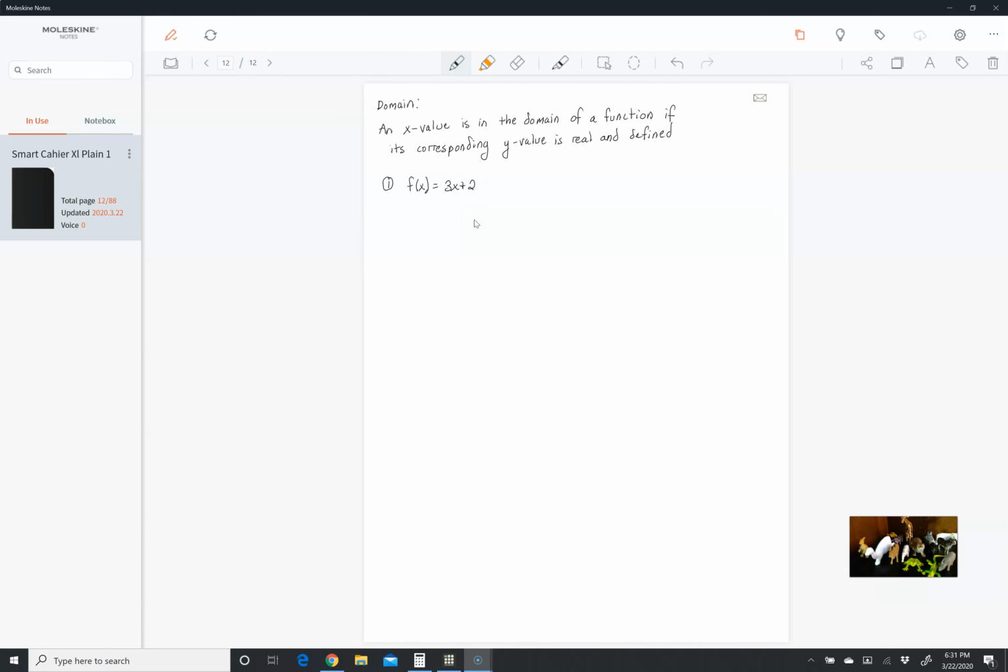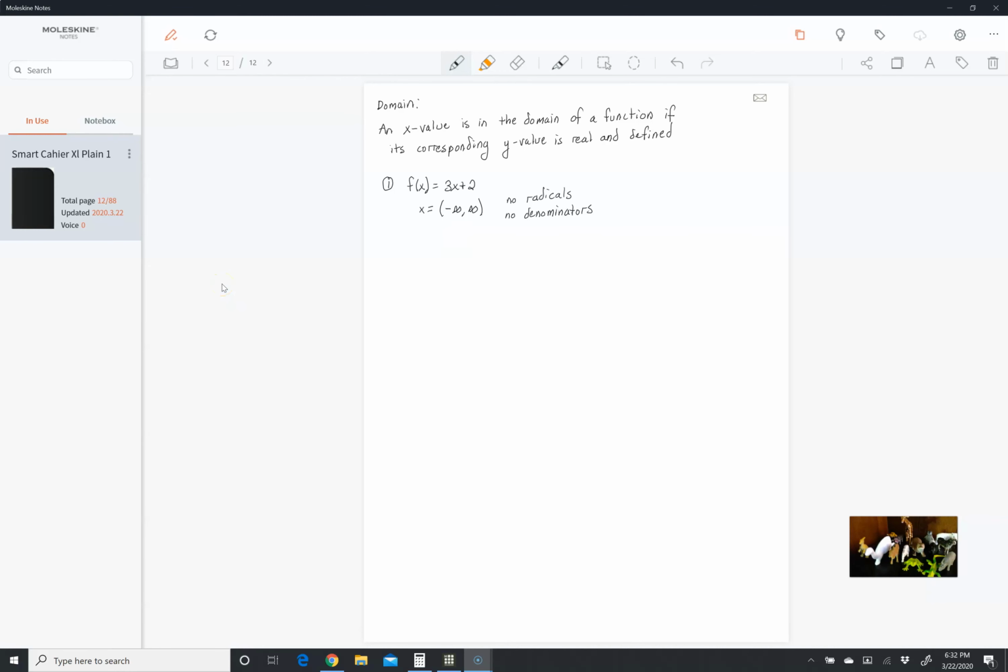So our domain is negative infinity to infinity. And we would write x equals, because we're talking about a domain, negative infinity to infinity, because there are no radicals and no denominators. Okay, that means that there are no restrictions.